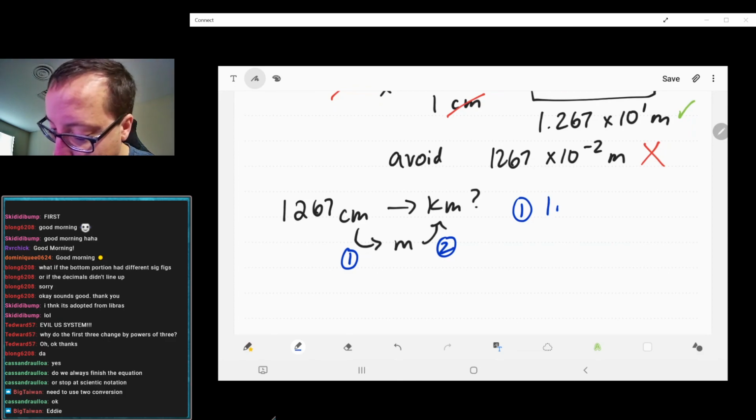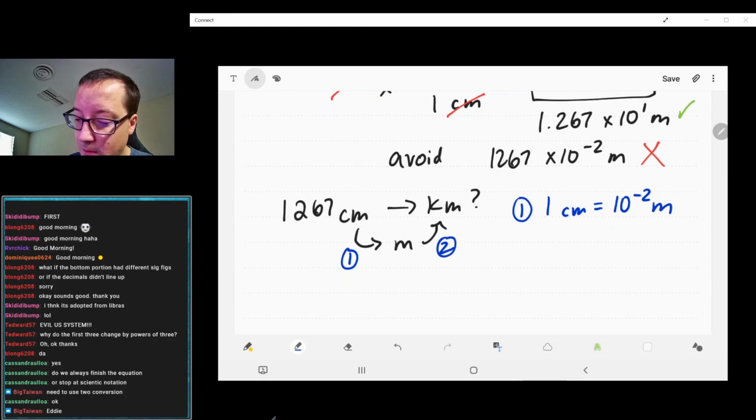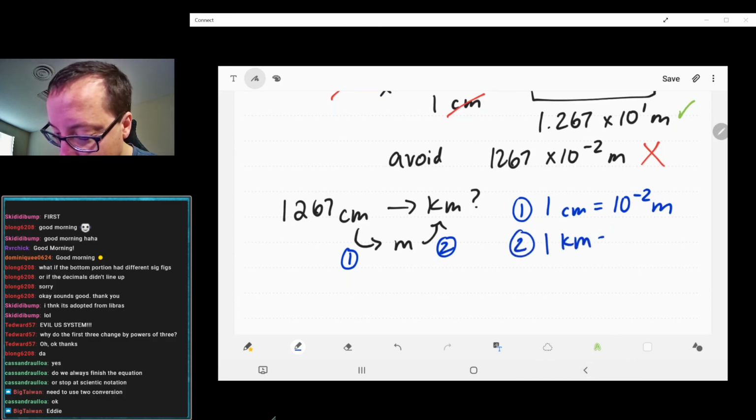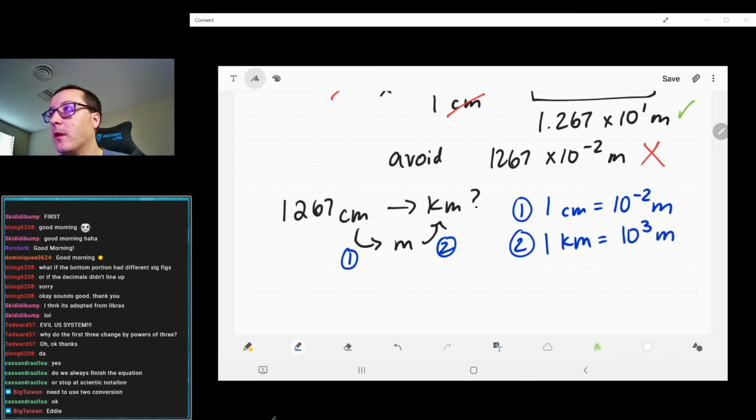We saw that 1 centimeter is 10 to the minus 2 meters. And if we look up on that table, we're going to see that 1 kilometer is 10 to the 3 meters. The way that I've given you that table, it's telling you that one of your prefix unit will equal the exponent times the base unit. That's the way I like to do it.